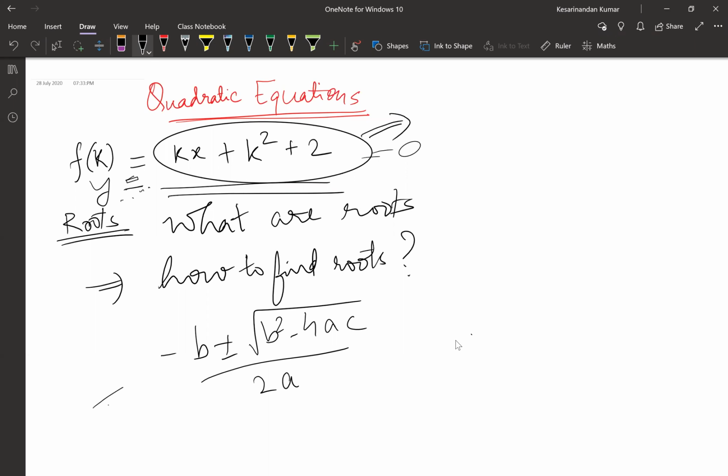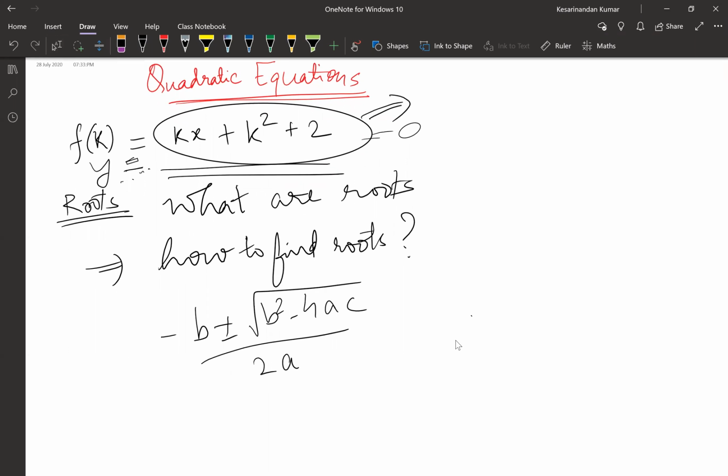So I will get one root from this. Both roots will be there because the plus minus sign is used. Okay. Sure. All right. Two roots then.